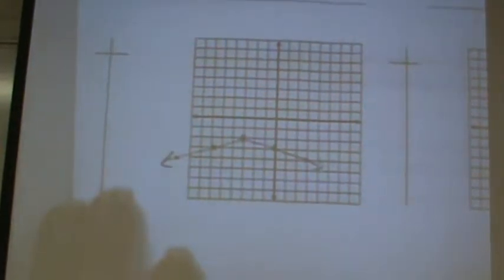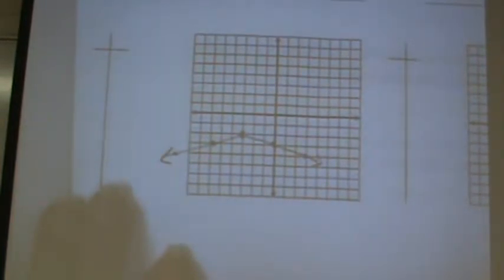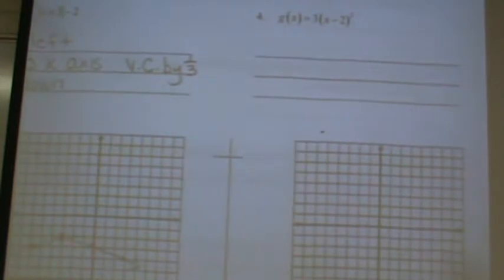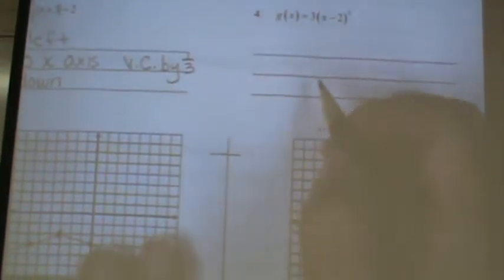Do you have a question? Yeah, so if it's above 1, it's a stretch. Yes, yes. Okay, number 4. This one I'm going to use the T-chart to show you. This one, there's no A value, but the B value is 2 units right.